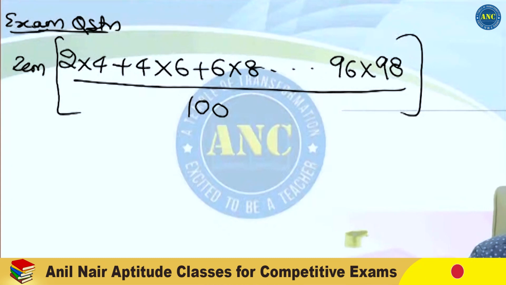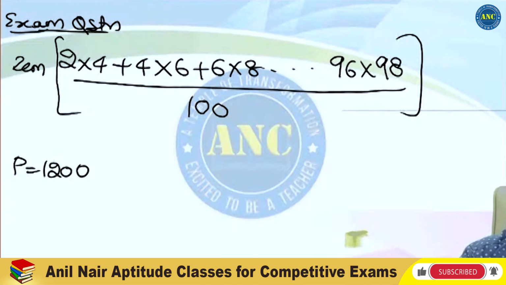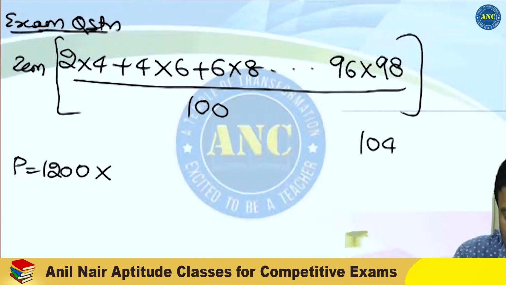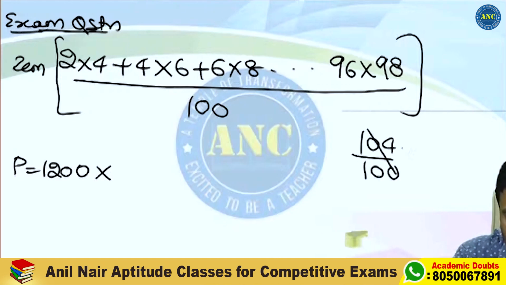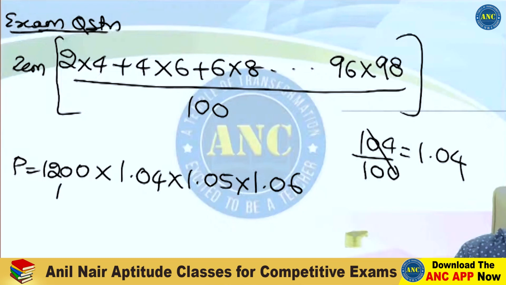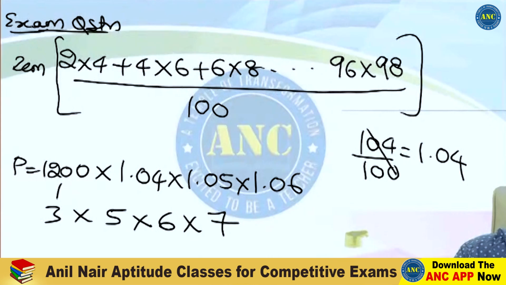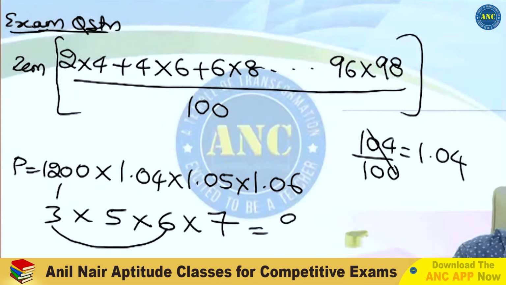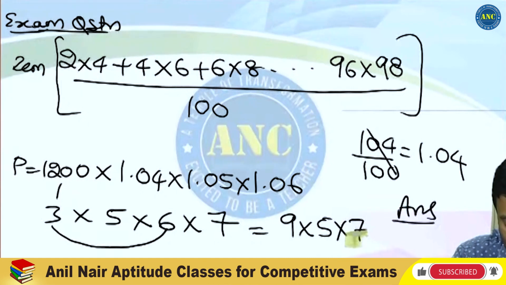Sankirtana, you want me to repeat the previous question? P is 1200. The percentage increase is 4%. 4% is 104 by 100, which is 1.04. So 1.04 into 1.05 into 1.06. The digital sums are 3, 5, 6 and 7. 3 sixes are 18, which gives 9. So 9 into 5 into 7. The answer's digital sum should be 9.